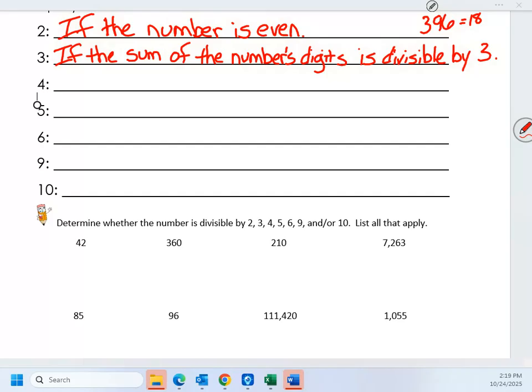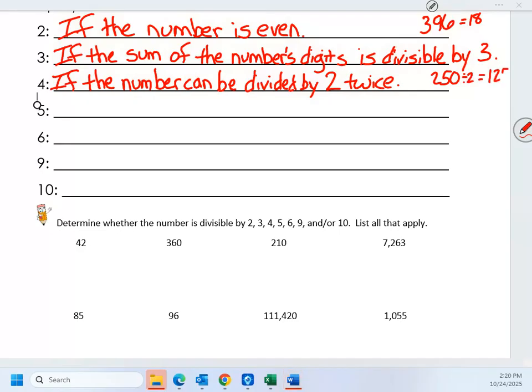Or to see if it's divisible by 4, the rule is if the number can be divided by 2 twice. So if it's an even number, we know it's divisible by 2. Then we need to see if the next number, if we divide it by 2, we find half of the number, if that is divisible by 2. So if we look at a number like 250, if we divide that by 2, half of that is 125. 125 is not divisible by 2 again, because it ends in a 5. So that means that 250 is not divisible by 4. In order to be divisible by 4, we have to be able to divide it by 2 two times.